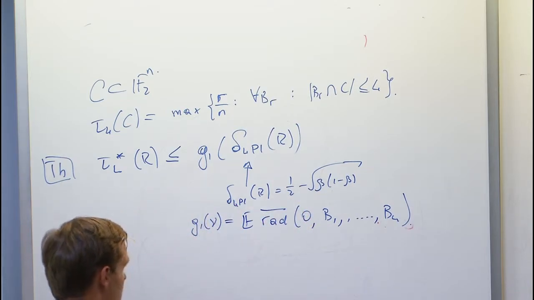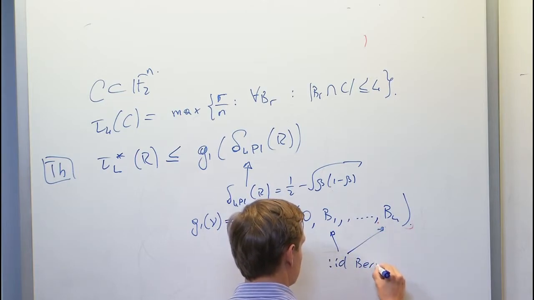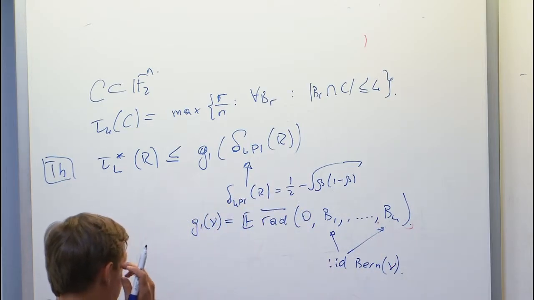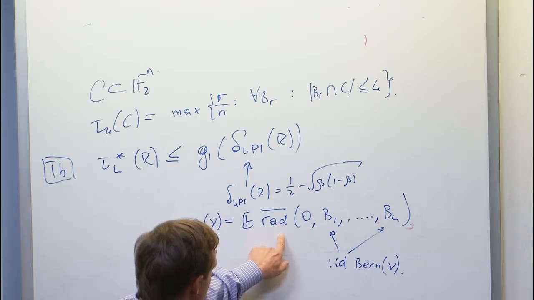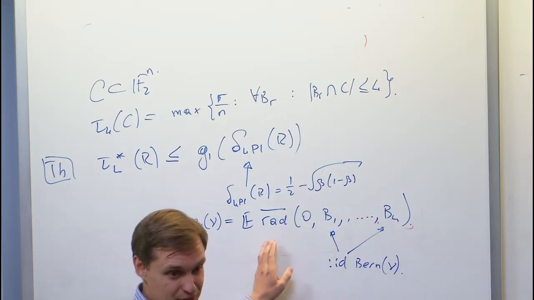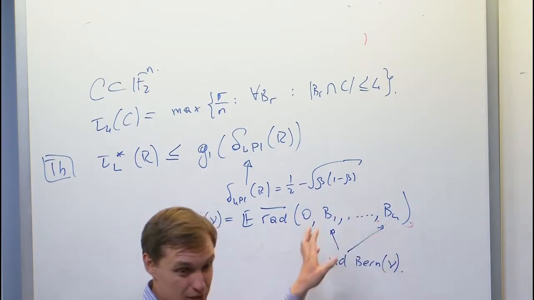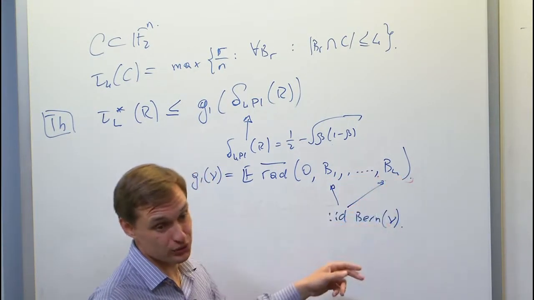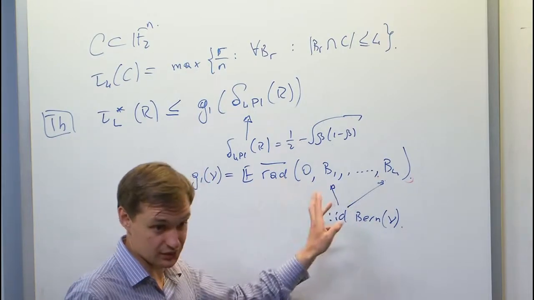These guys are IID Bernoulli nu. This is the expectation of the average radius of the following L+1 points. I didn't define what the average radius is, but it's a certain function. The points are 0 and L Bernoulli IID variables, and the expectation is over them. These are not vectors, just 0, 1 values.